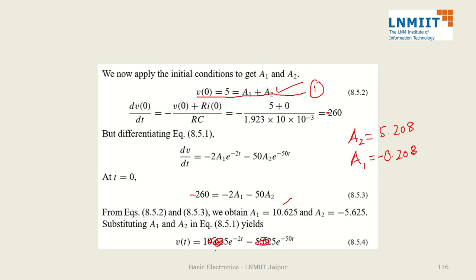Now in that equation put t equal to 0. V at 0 was given as 5, I at 0 was given as 0, C is known to us, R is known to us, so I got dV by dt as minus 260. Once I have this, I put it here, take the derivative and equate them. I get the second equation in A1 and A2. These are slightly wrong calculations; this is the correct one for A1 and A2. Once I have these answers, I write my final expression.